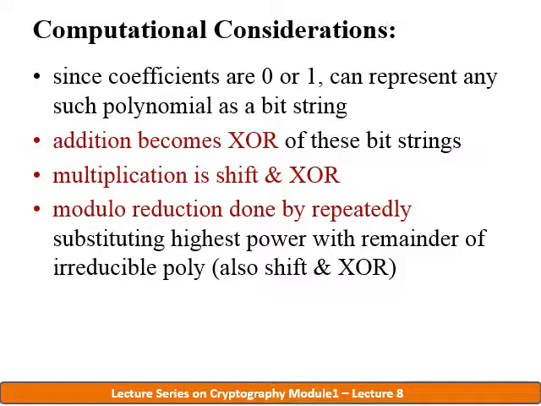Let us discuss how computation goes by constructing that table. These are some of the brief steps we need to follow for addition and multiplication. Let us glance here. Since coefficients are 0 or 1, we can represent any polynomial as a bit string. That is, using a combination of 0s and 1s, we have a polynomial bit string.